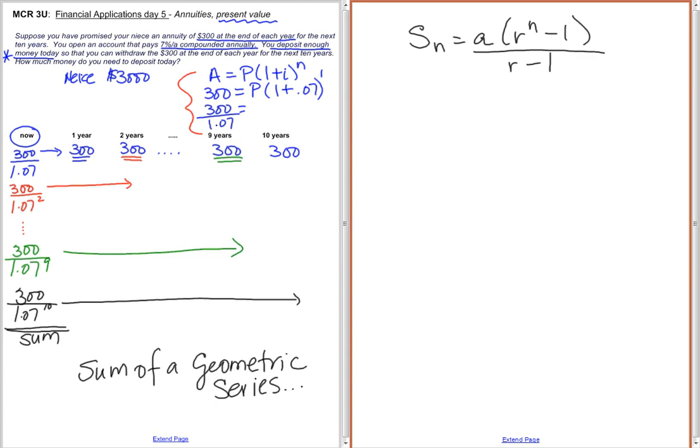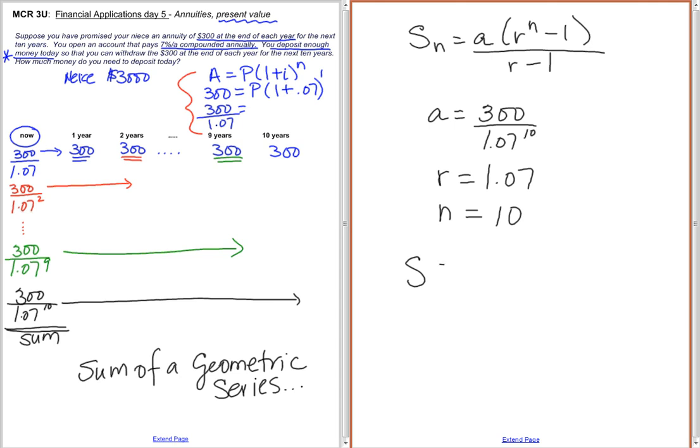But in this case, our original A value is quite ugly. It's 300 over 1.07 to the 10. And our rate of growth is 1.07, and the n value is 10. We're going to put that into our formula. Again, don't write this down.